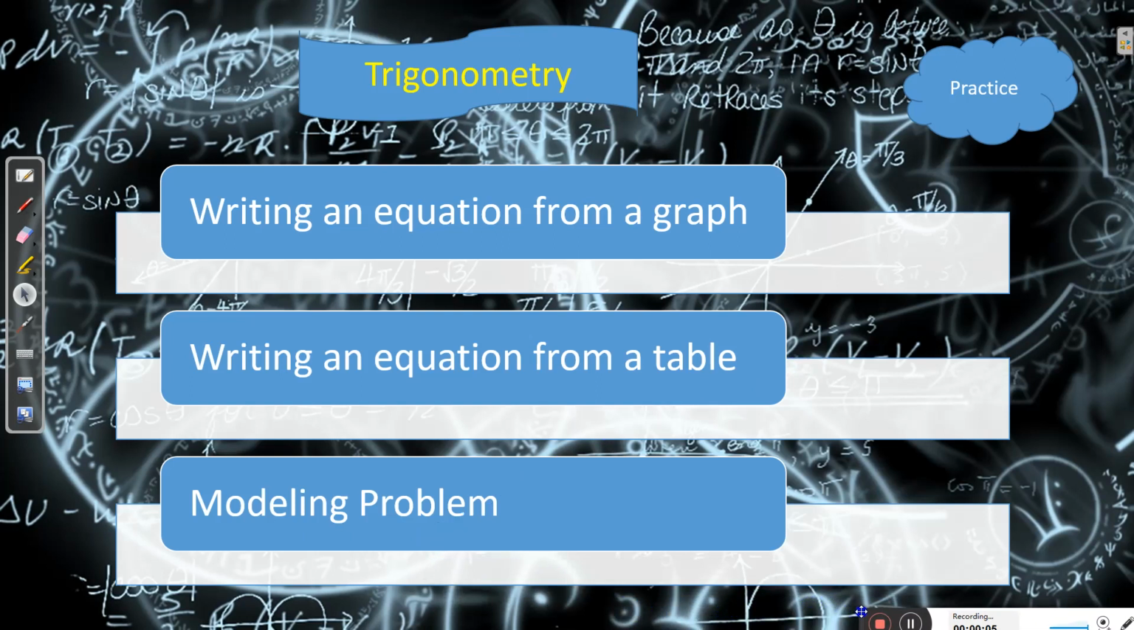In this video we're going to take a look at writing the equation of a trigonometric function from a graph, a table, and a modeling problem. So we're going to have to identify the amplitude, the period, the midline, the phase shift, all of those, like I said, from a graph, a table, and a modeling problem. So first, let's do this from a graph.